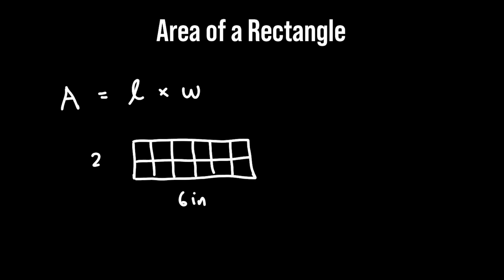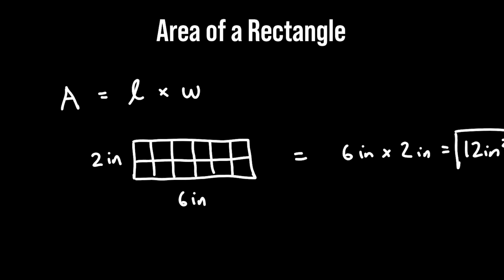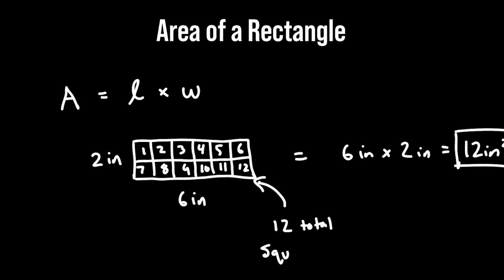So like I said before, the formula for the area of a rectangle is length times width. So again, let's take a rectangle, 6 inches in length and 2 inches in width. And this will be equal to 6 inches times 2 inches, which is equal to 12 inches squared. So this is our answer. And we can double check it by counting up the squares. And indeed, we have 12 total. We call it square units. Makes sense?